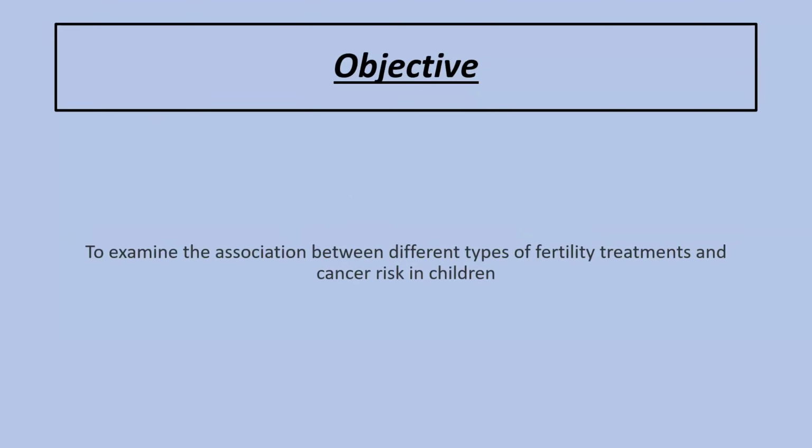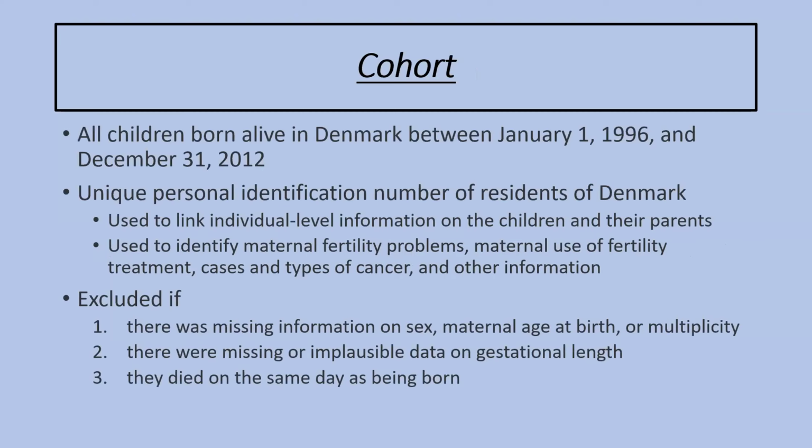The objective was to examine the association between different types of fertility treatments and also fertility drugs and cancer risk in children. So what was the cohort for this study? All children who were born alive in Denmark during this duration, that is 1996 to 2012. The unique personal identification number that is given to all the residents of Denmark was used to link the individual level information on children and their parents.